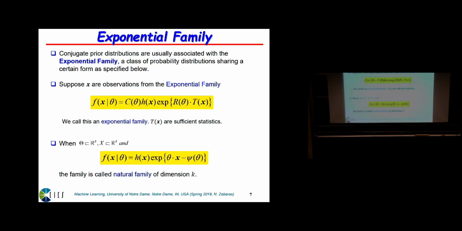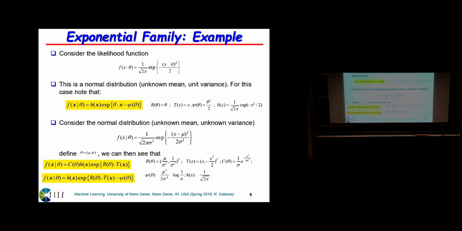If it happens that this is simplified the way that you see here, we call this the natural family of dimensionality k, where k is the dimensionality of x, and obviously the dimensionality of theta. These distributions are extremely powerful, and they come up everywhere, and in many ways their origin is in statistical mechanics, and that's from where people in machine learning extrapolated and came up with this generalization that you see here. So let me give you some examples.